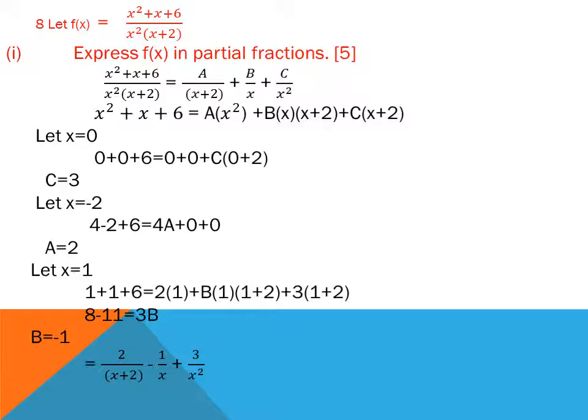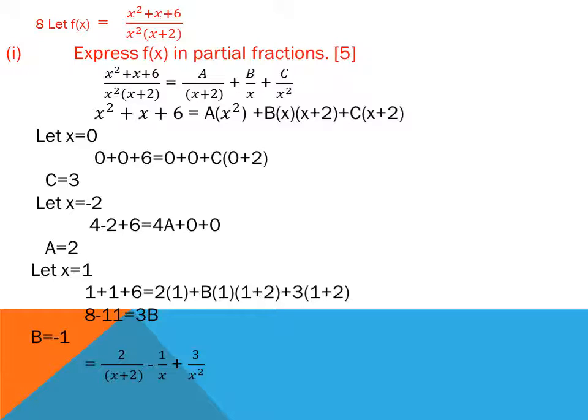So multiplying x square into (x plus 2) on both sides, I found that x square plus x plus 6 is equal to a into x square plus bx into (x plus 2) plus c into (x plus 2). Let x be equal to 0. By taking x equal to 0, the terms with a and b become 0, and I easily find the value of c.